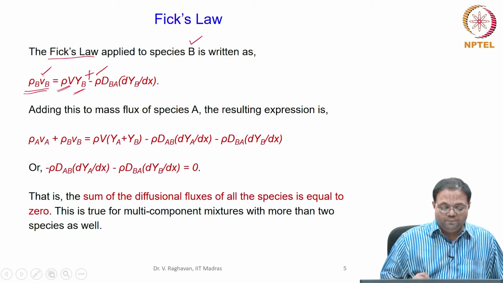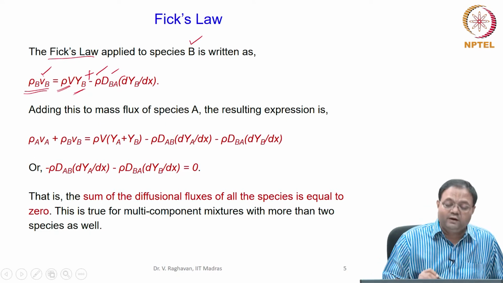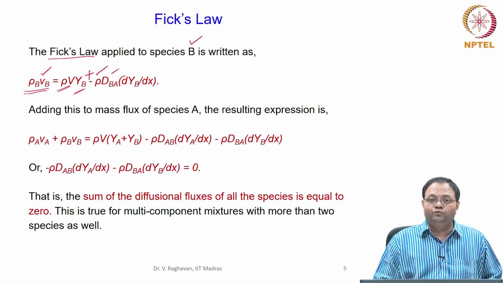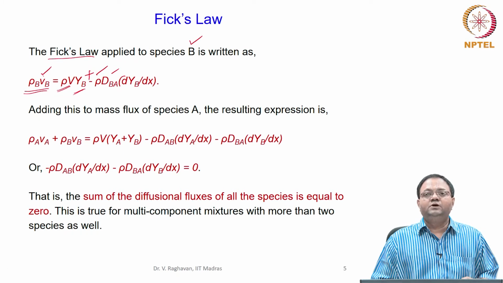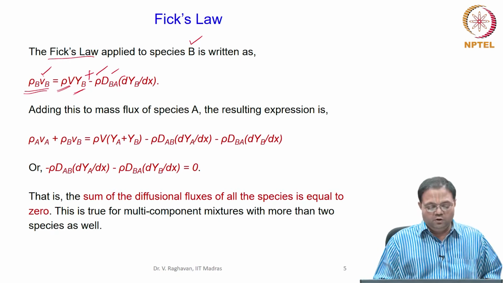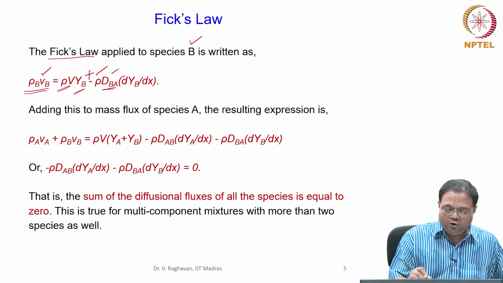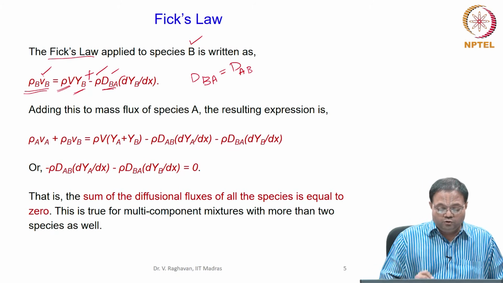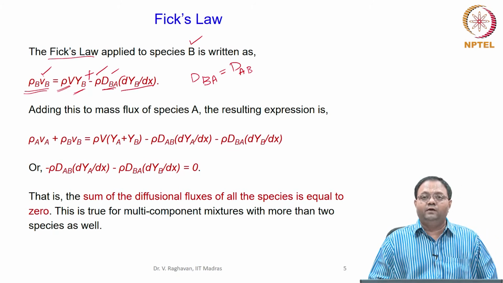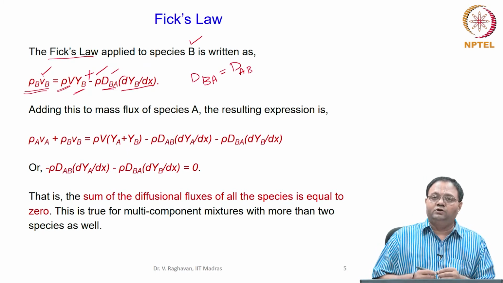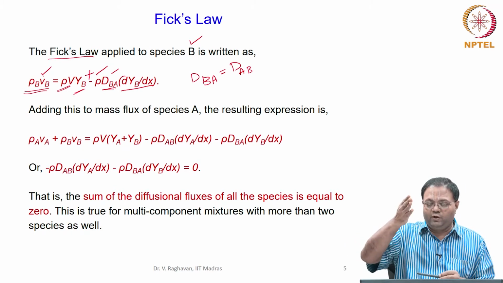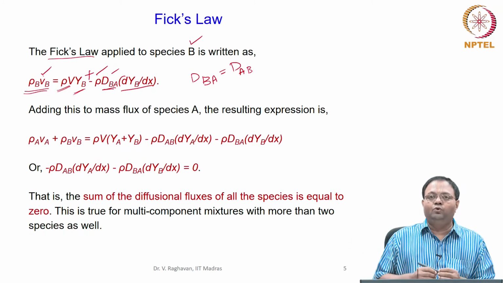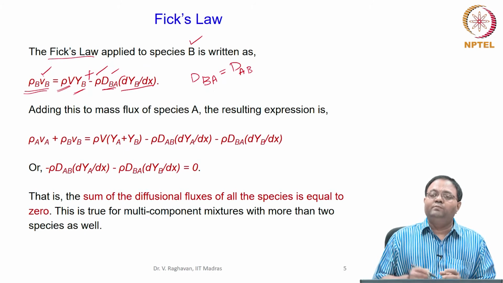So mixture density. Now I am writing the diffusion coefficient or the binary diffusivity the other way, the rate at which the species B diffuses into A, that is dBA, but we know that dBA will be equal to dAB in a binary scenario. So that into the gradient of B in the x direction. Again it represents that if Yb is higher at x1 and lower at x2, then the flow will take place from x1 to x2.